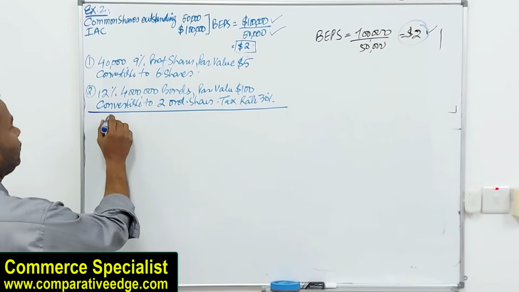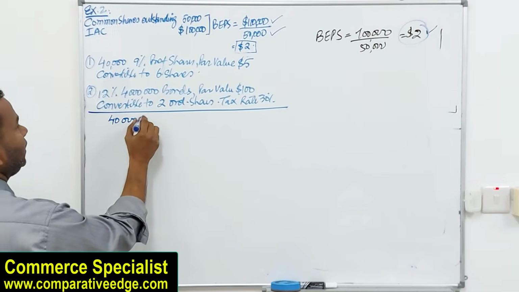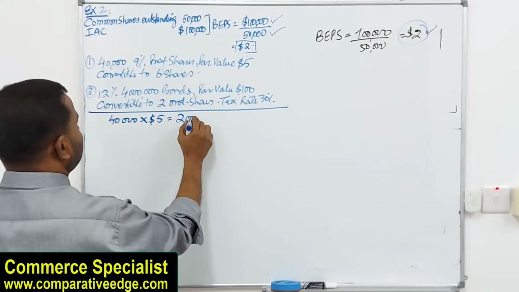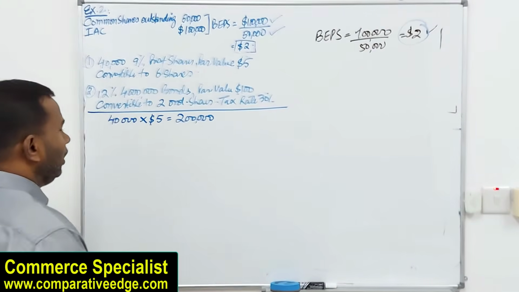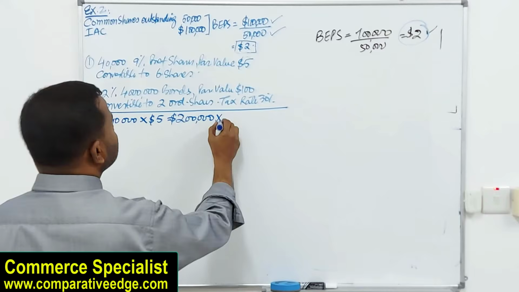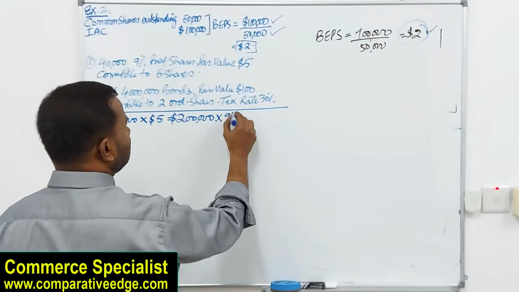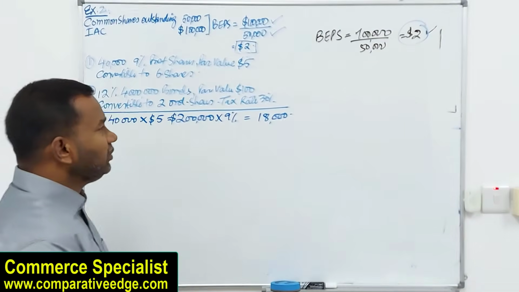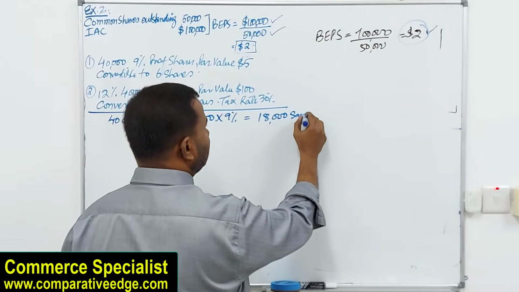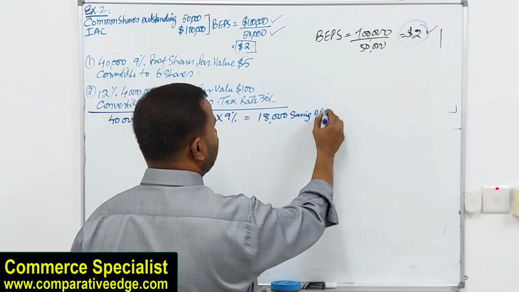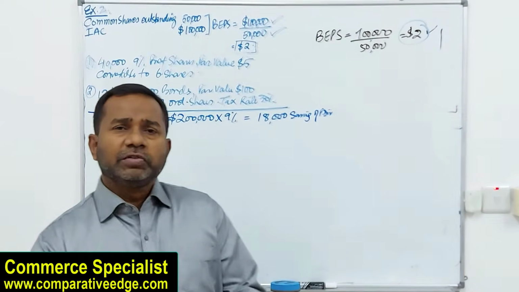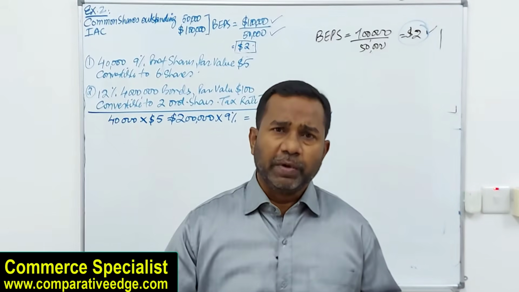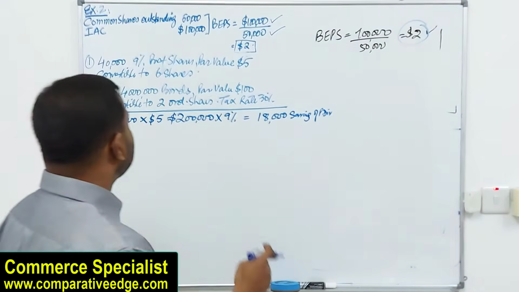There are 40,000 preference shares. Each share has a par value of $5. So that gives you 200,000. Okay, that's the value of shares. On the value of shares, you get dividend, which is 9%. And I think that will be 18,000. Yeah, 9% of 200,000, 18,000. So that's the saving in preferred dividend. Saving of preferred dividend. Why? Because if the preference shares convert into ordinary shares, you're no longer required to pay the preferred dividends.